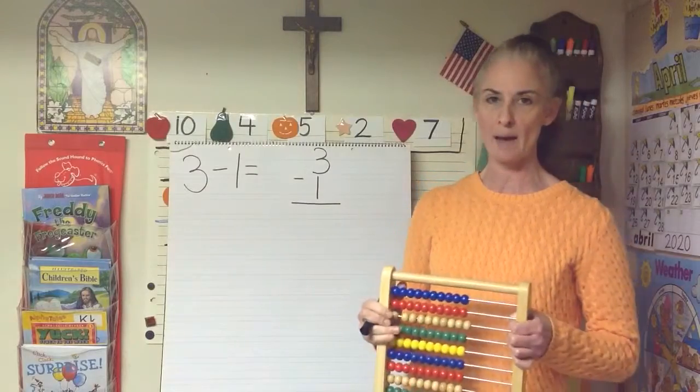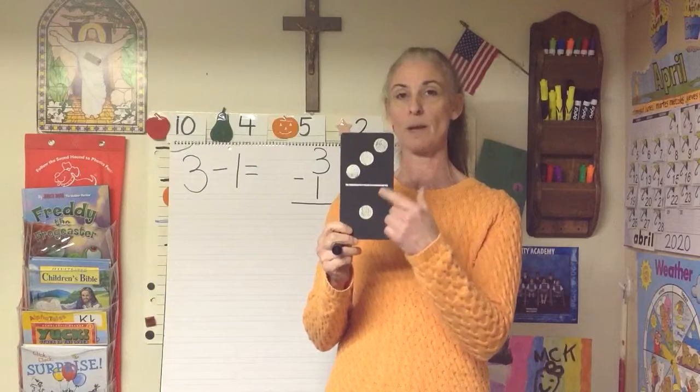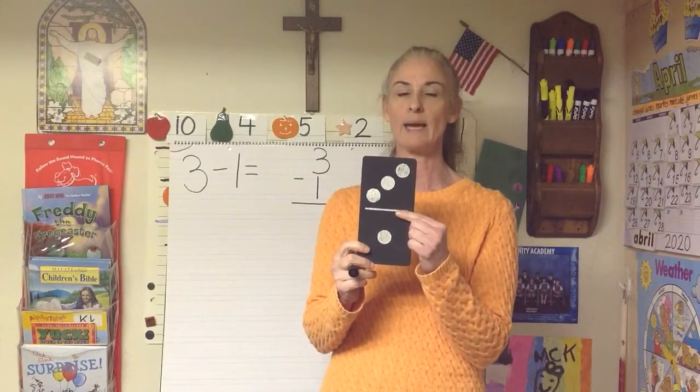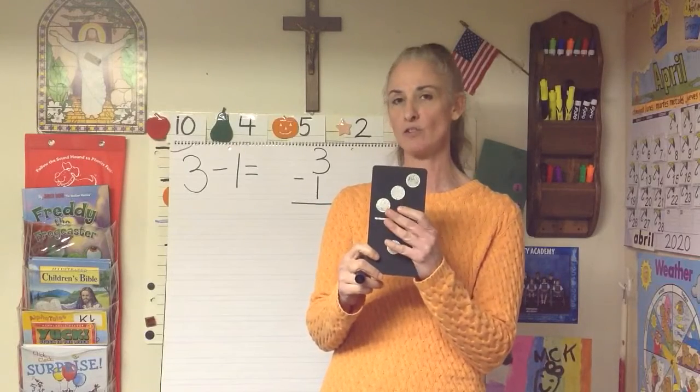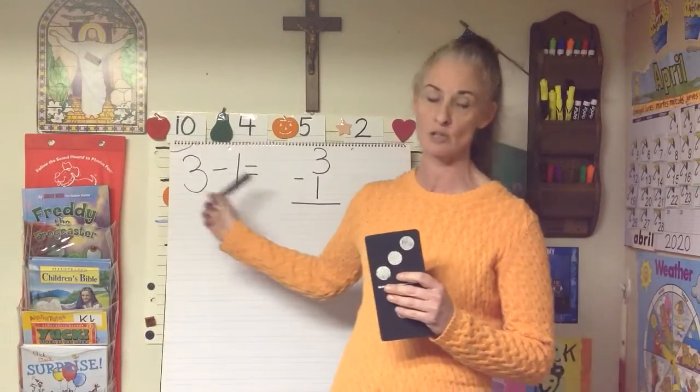I'm going to use the abacus because I don't want to X out on my dominoes. The paper that you have today will have them already X out. So again, you're using data from a picture to make the subtraction action sentence. However, you're going to write it both horizontally and vertically.